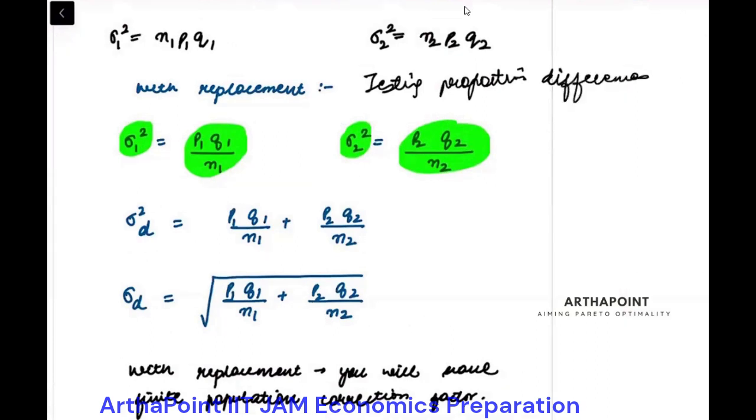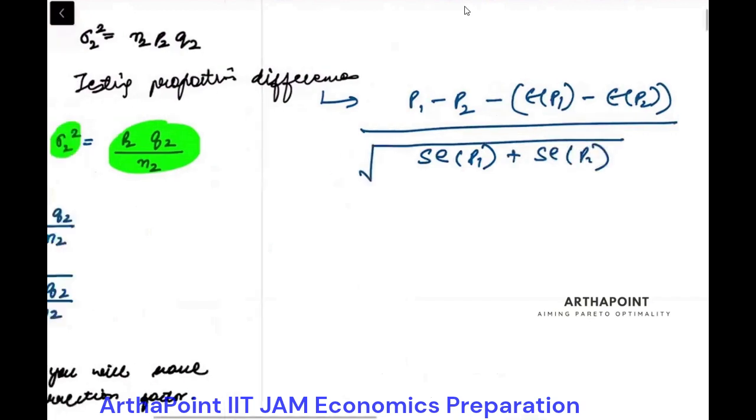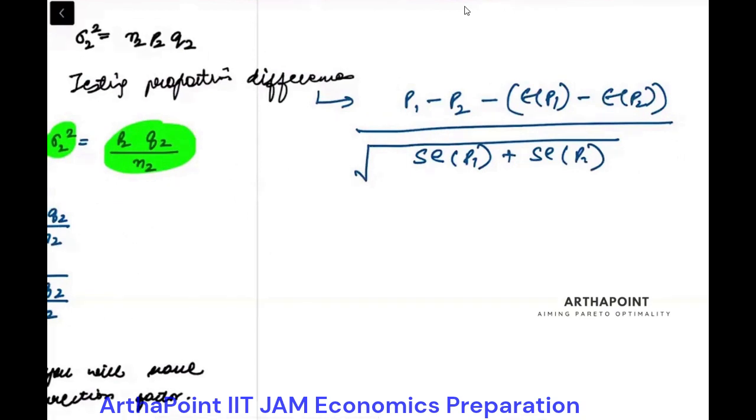So when we test the difference in proportion, if you go back to your notes, the formula will be P1 hat minus P2 hat, where hat means the sample value. Or you can just put P1 and P2 and then subtract its expected value, so minus E of P1 minus E of P2, upon the square root of the standard error of P1 plus the standard error of P2. Or rather, not the standard error, but just the variance of P1 plus the variance of P2 under root. You can write it like that also.